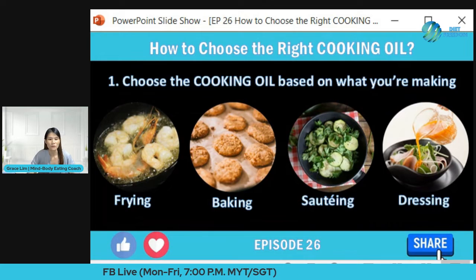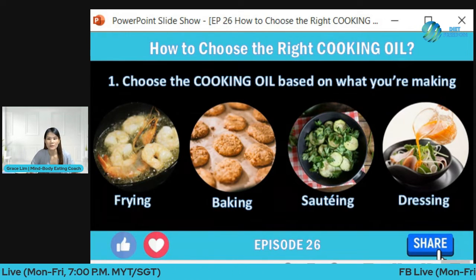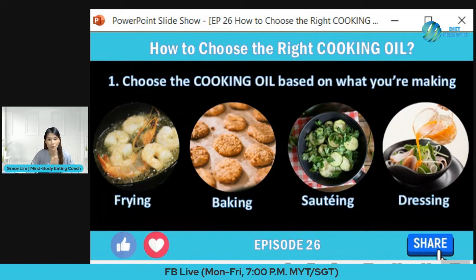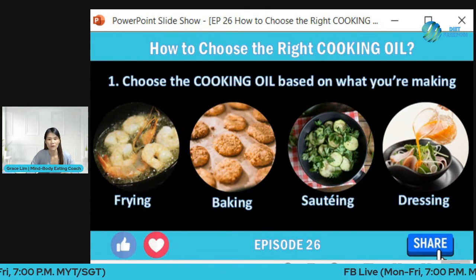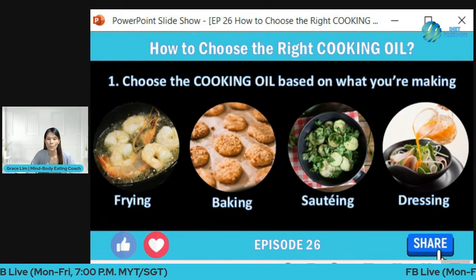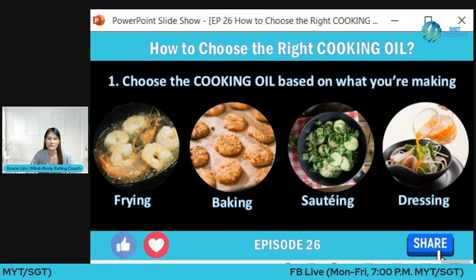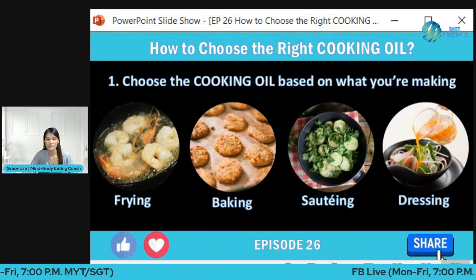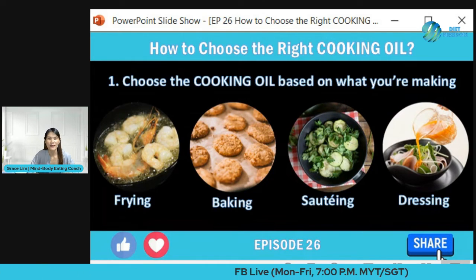And the third one is sautéing or searing. Choose a more flavorful oil with a low smoke point. Good options include extra virgin olive oil, sunflower oil, peanut oil, and even sesame oil. And how about dressing itself? The most flavorful stuff is always the best. So this is the time to reach for the fanciest extra virgin olive oil you have, or you can even try walnut oil or flaxseed oil, with a delicate taste as well as a lighter texture. Okay.